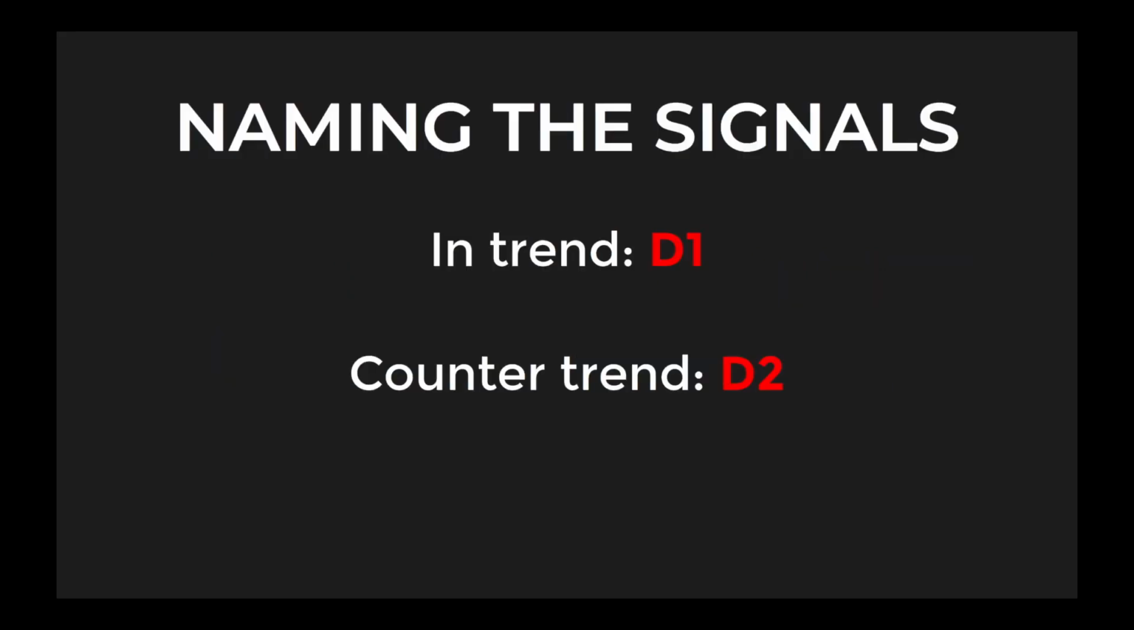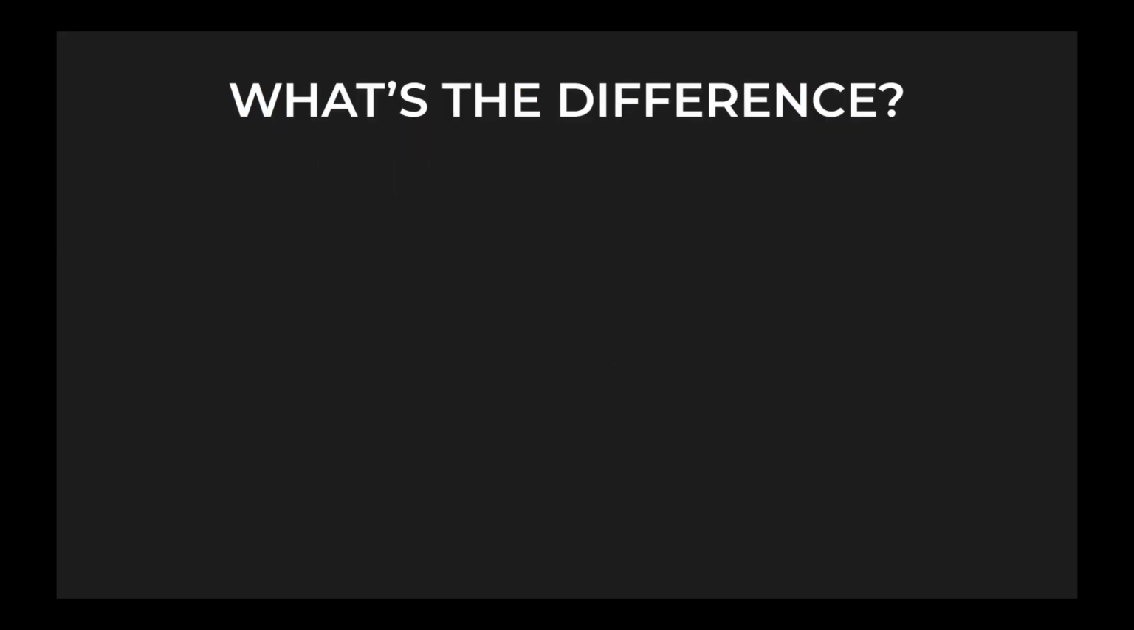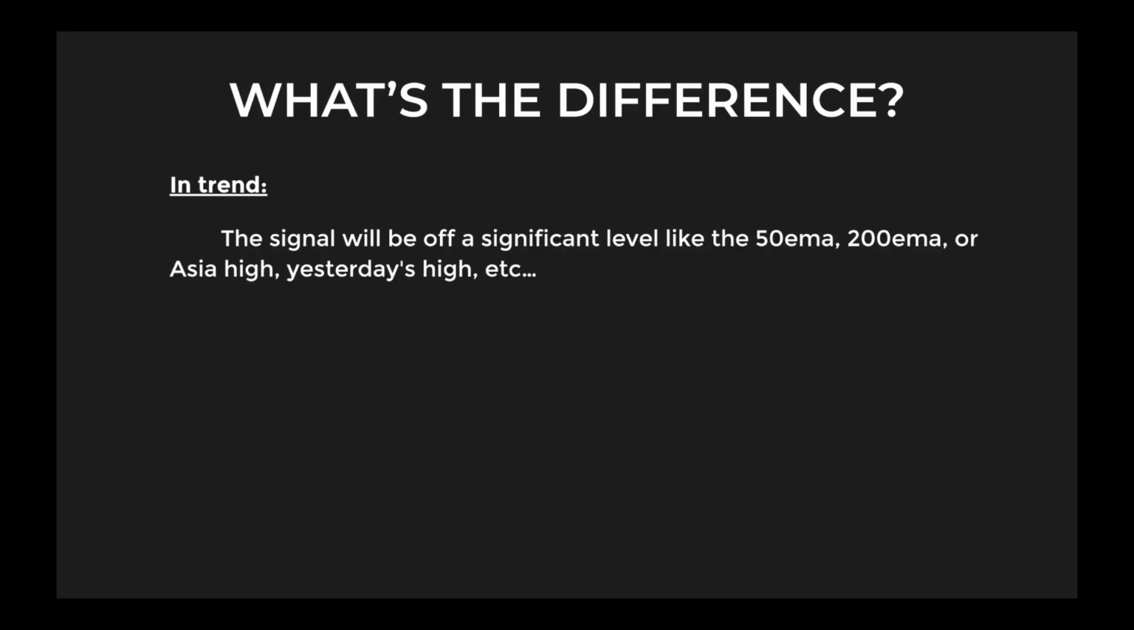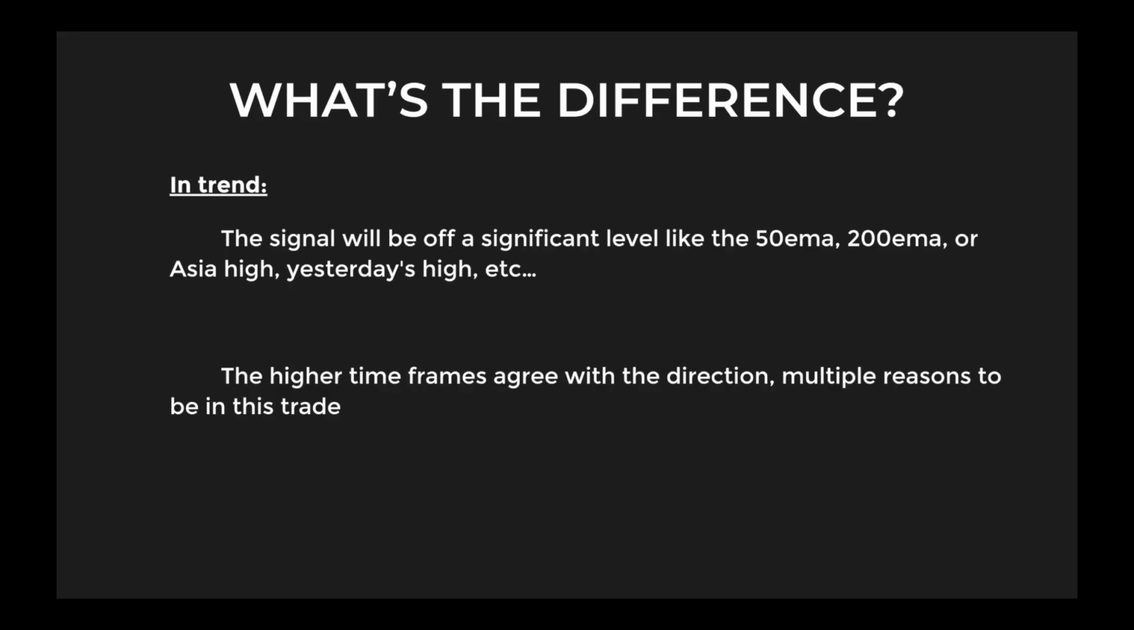So let's break it down a little bit more before we jump into chapter 3. The differences, again, are in trend, D1, counter trend, D2. Write this down, screenshot this, you don't want to forget it. In trend is D1 entries, counter trend is D2. So what's the difference? The in trend trades are going to be off significant levels, whether it's 50 EMA, 200 EMA, yesterday's high, Asia high, something like that. It's going to be off a significant level, and the higher time frames are going to agree with the direction. So you're going to have multiple reasons to take that trade.